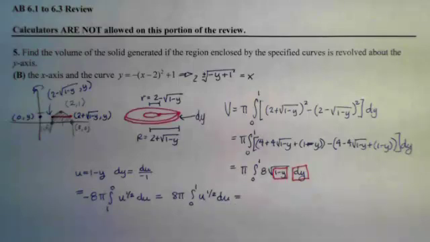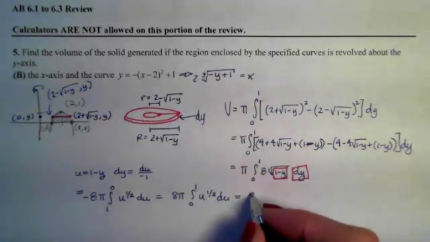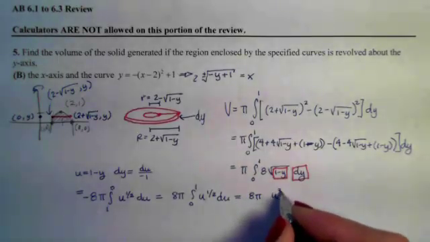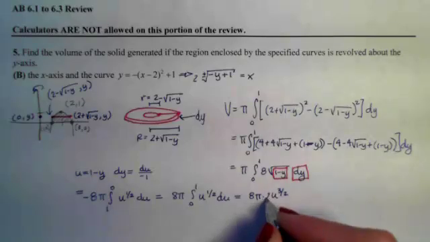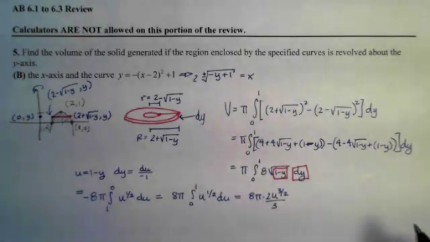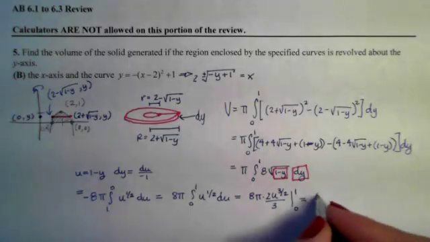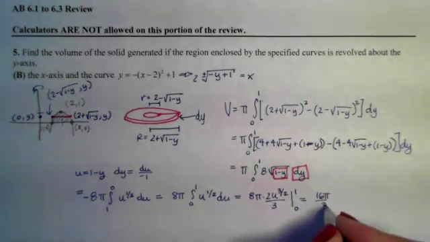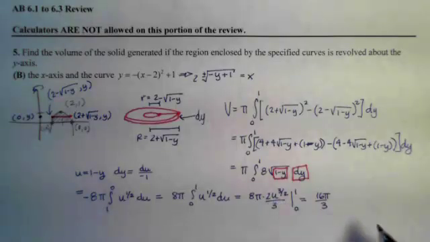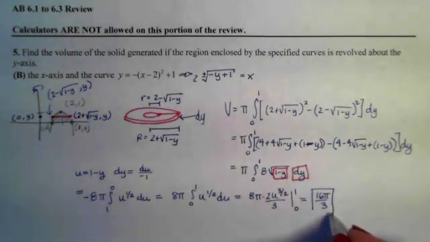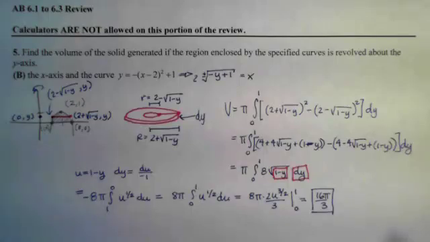And now I'm ready to do the antiderivative. So what did I take the derivative of with respect to u that gave me u to the 1/2? That is u to the 3/2 divided by 3/2, which is the same as 2/3. I evaluate from 0 to 1, plug the 1 in first. I'm going to end up with a 16 pi over 3 minus plugging the 0 in gives me 0. So that's doing it with the washer method.